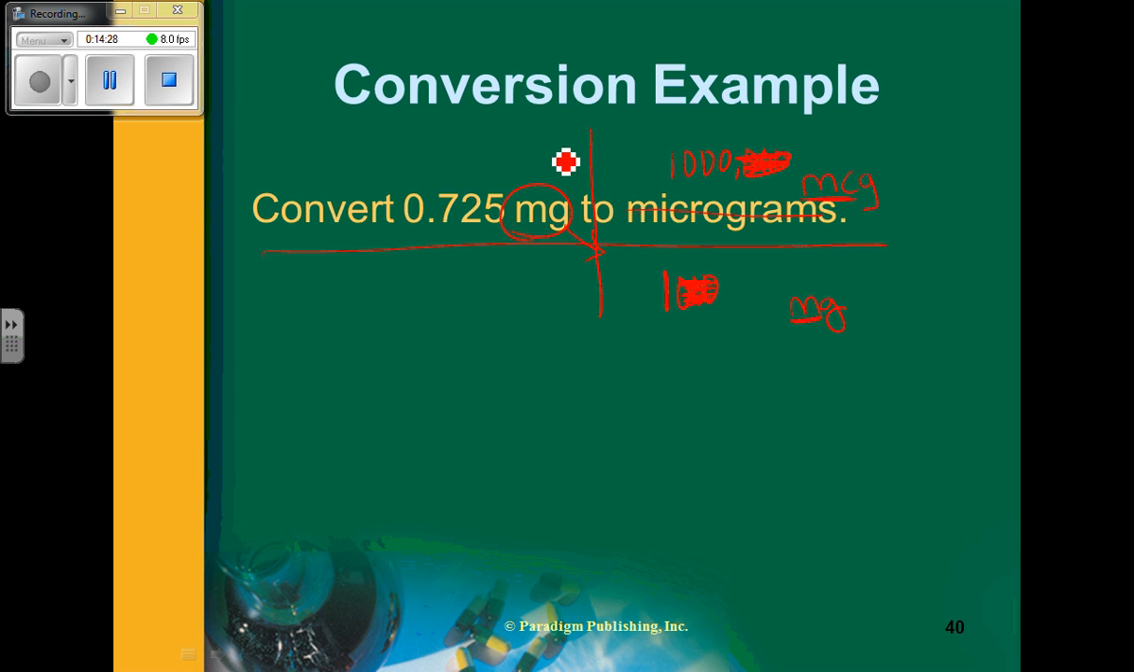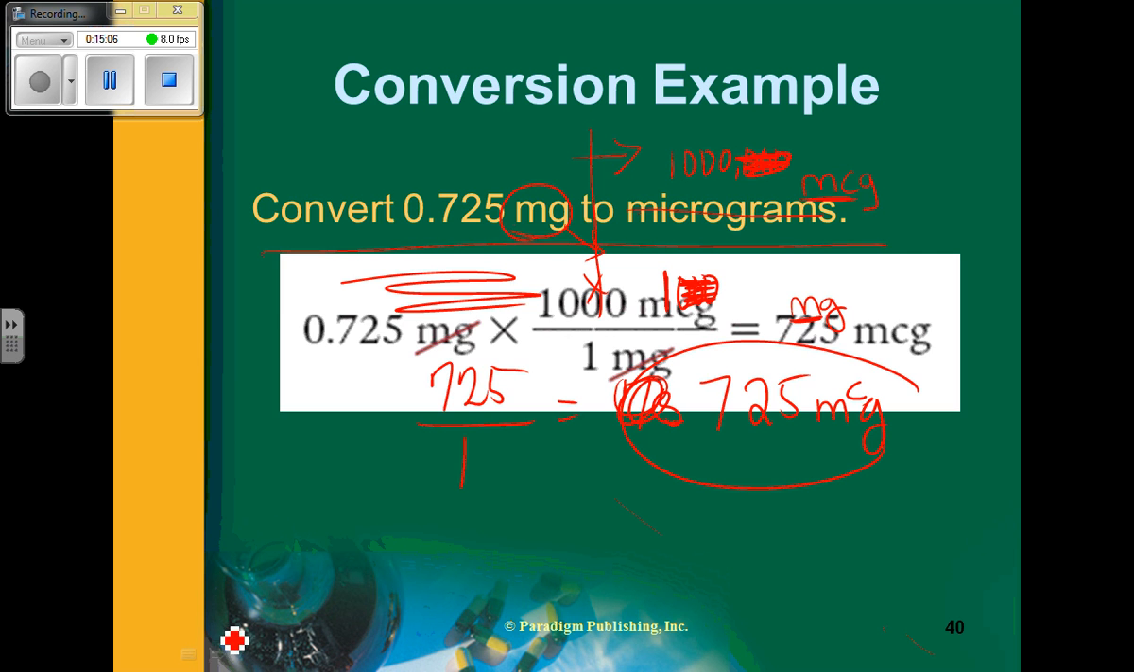So you multiply across: 0.725 times 1,000 is going to give you 725. This is nothing, remember. Times 1 is always 1. And it gives you 725 divided by 1, and you get 725 micrograms. So you've converted this 0.725 milligrams over to 725 micrograms. Or you could have just moved the decimal, whichever is easiest for you.